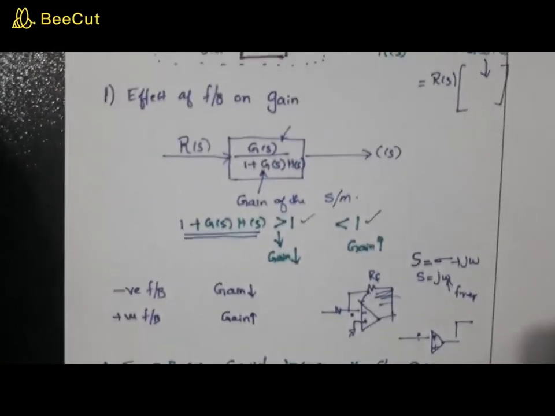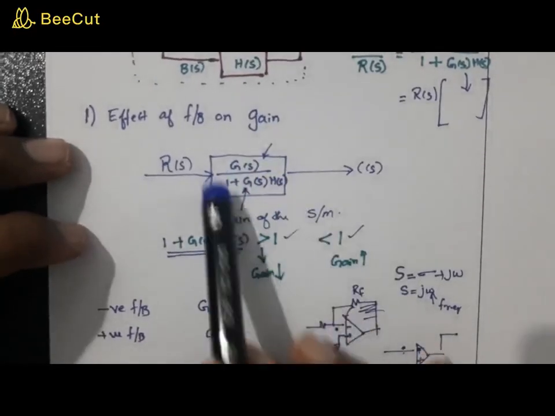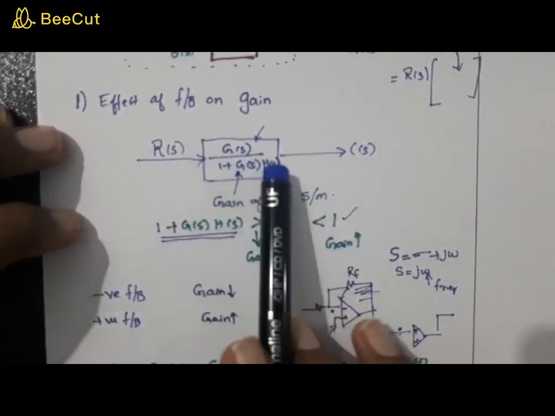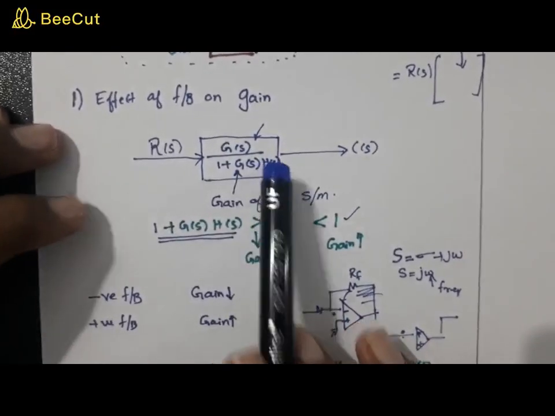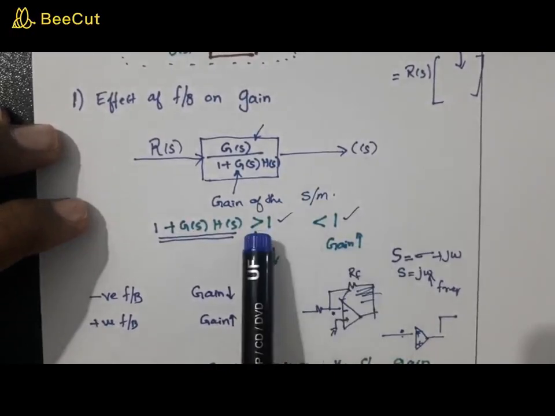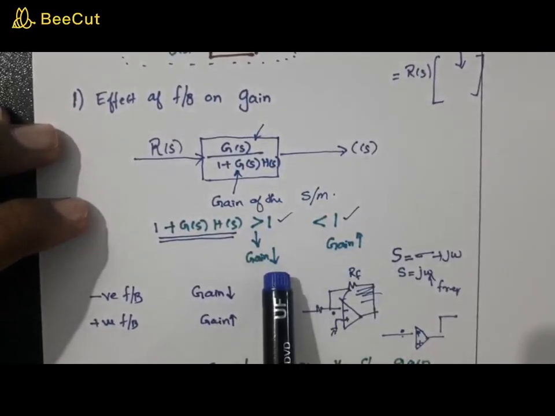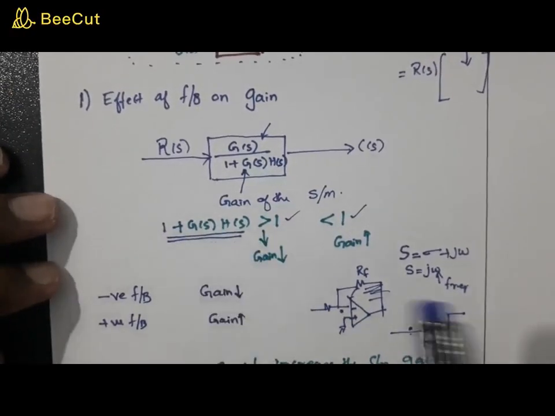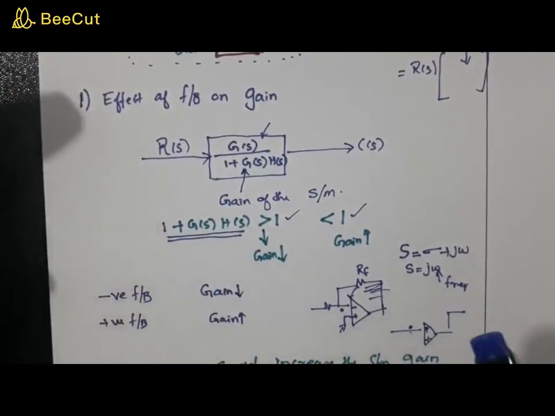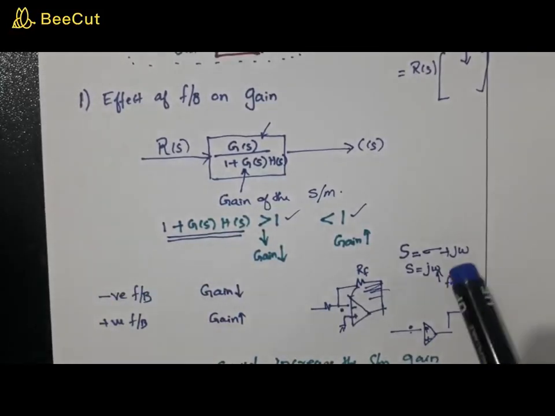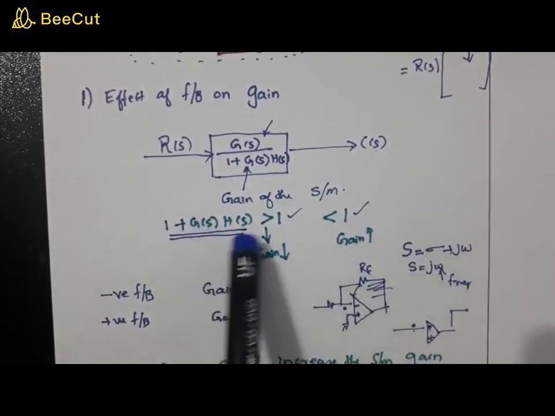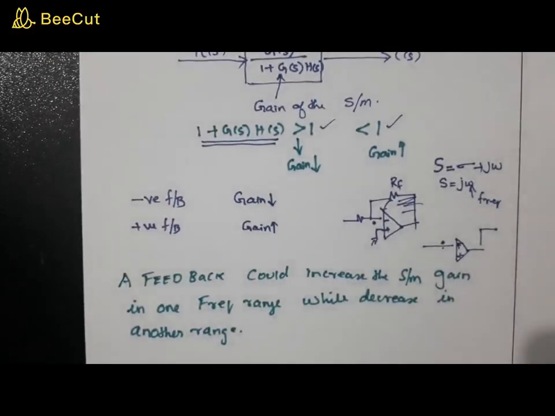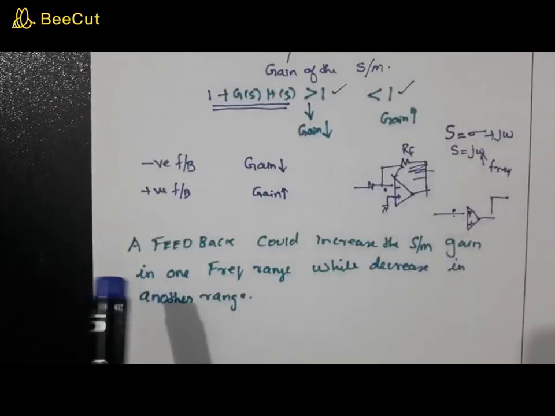Okay. Now one more point is, see, this 1 plus GSHS, I've explained the limits of this. When 1 plus GSHS becomes less than 1, the gain increases, and when greater than 1, the gain decreases. So in another sense you can say that this is also dependent on the frequency, right? Based on the frequency, this value can be greater than 1 or less than 1. So you can sum this up in this statement. I'll read it for you.